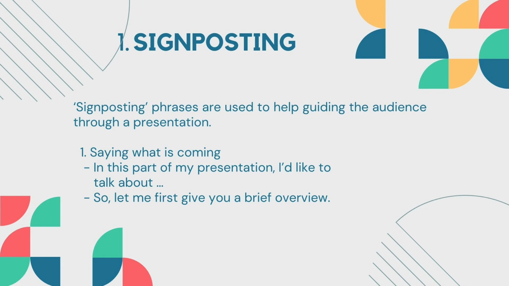So the first one is saying what is coming. There are some expressions that you can use for saying what is coming. The first one, you can say, in this part of my presentation, I would like to talk about blah blah blah, or you can say, so let me first give you a brief overview.